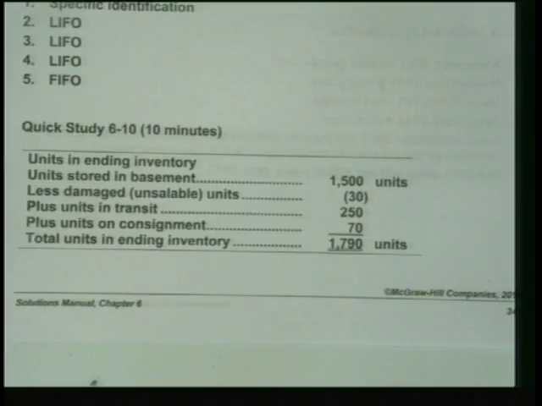Okay, any questions on that one? If not, let's go right to the next one, which is Quick Study 611. Quick Study 611. Okay? All right.